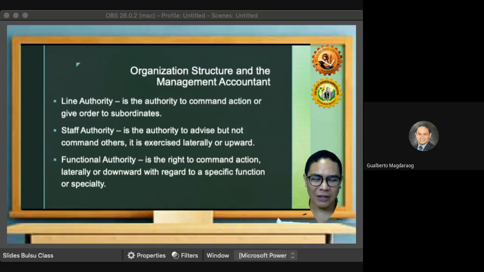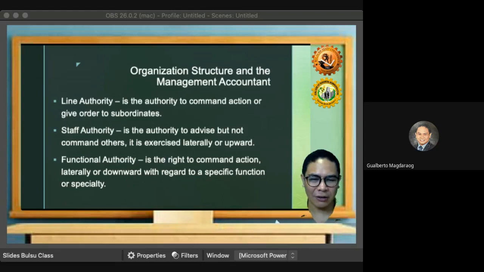So normally yung management accountant kasi hindi naman siya nasa top position, nasa baba siya. So in short, yung authority niya, it's either meron siyang kapantay ng department or upward. Nagbibigay siya ng advice to the higher ups, and therefore his authority is staff. But meron din siyang tinatawag na line authority. Kailan yung line?